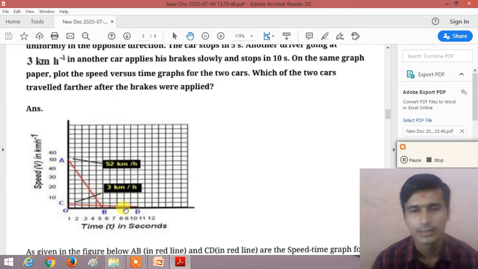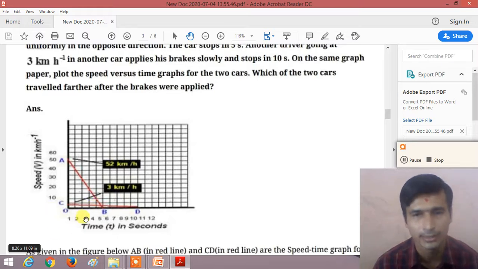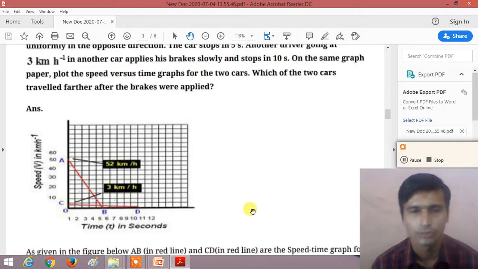The area covered by the speed time graph or a velocity time graph on the time axis gives us the distance traveled by the object, right? So for the first car, the distance traveled is the area of triangle OAB, right? And to calculate the distance traveled by the second car, we calculate the area of triangle OCD, right? Both triangles are right angle triangles. So what is the formula for the area of a right angle triangle?